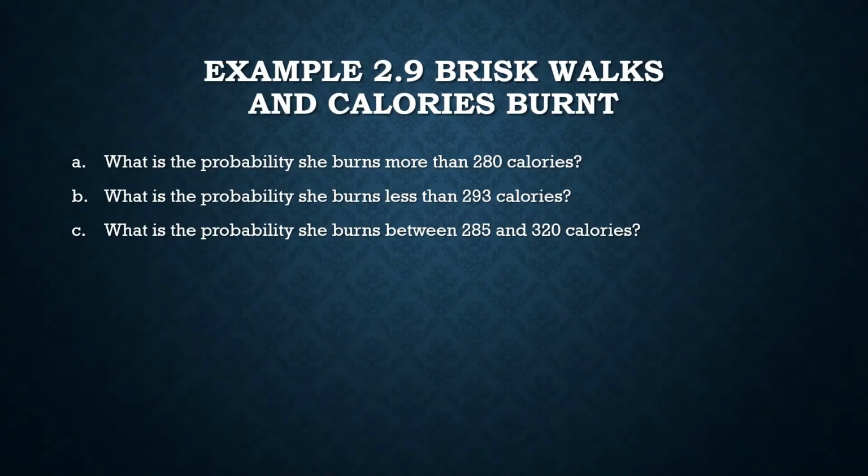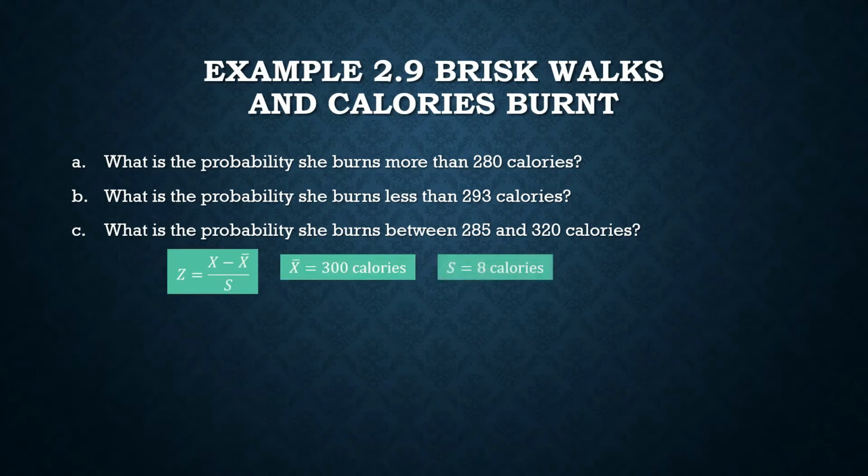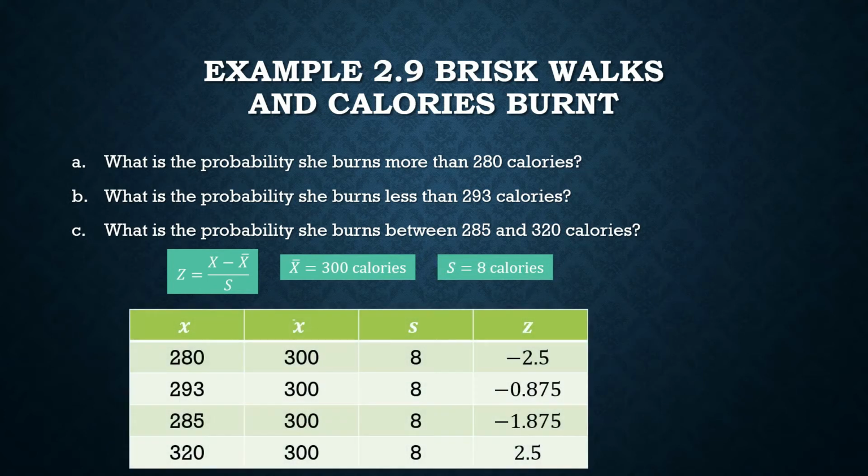So let us convert these data values into their equivalent z-scores. Again, the mean is 300 calories, the standard deviation is 8. Let us show it for 280 calories. When x is 280 calories, the equivalent z-score is negative 2.5. You will do the same for the rest of the data values.